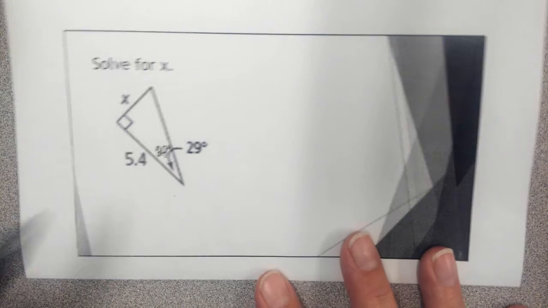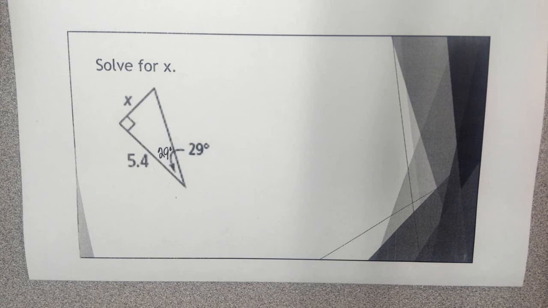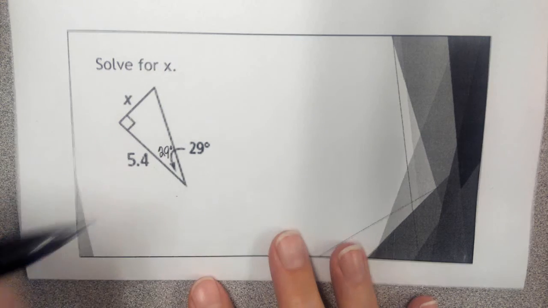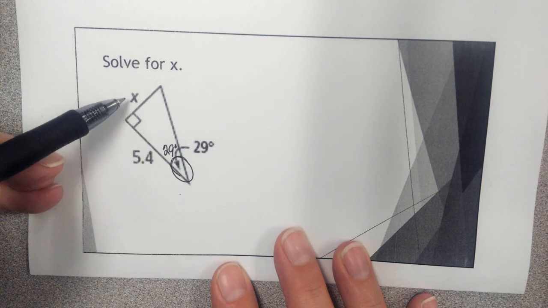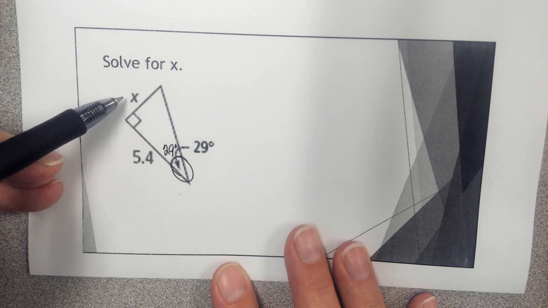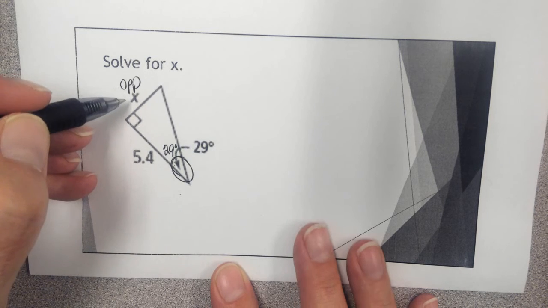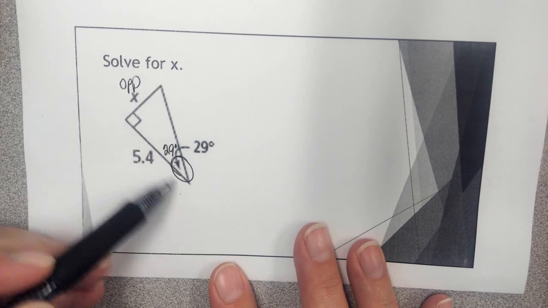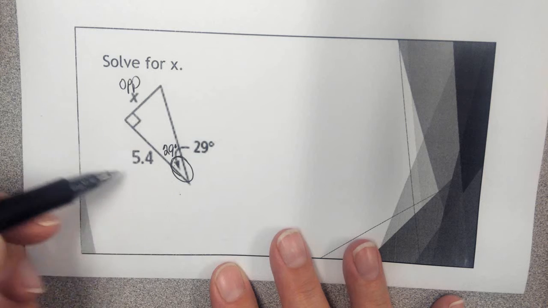Alright, so since the Pythagorean theorem won't work, and it's not a special case, we have to use trig. And if we have to use trig, we start with an angle. So we know this 29 degree angle right here. What kind of side is x with respect to that angle? It's an opposite, across the triangle from it. What kind of side is this 5.4? It is the adjacent leg.